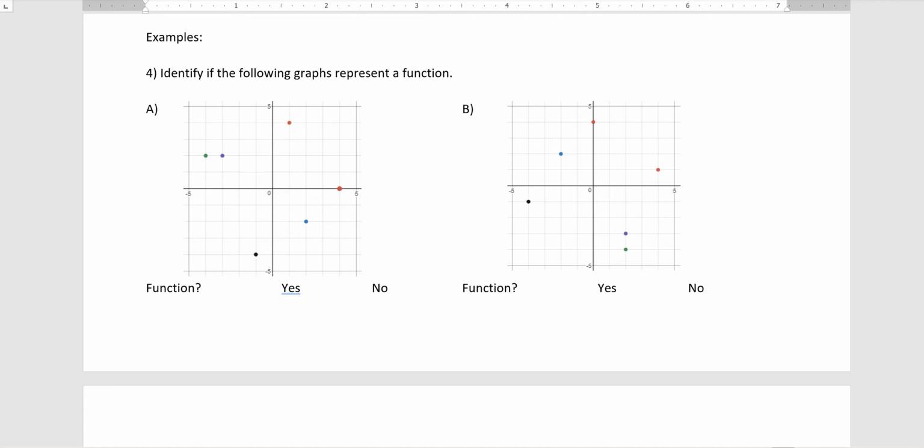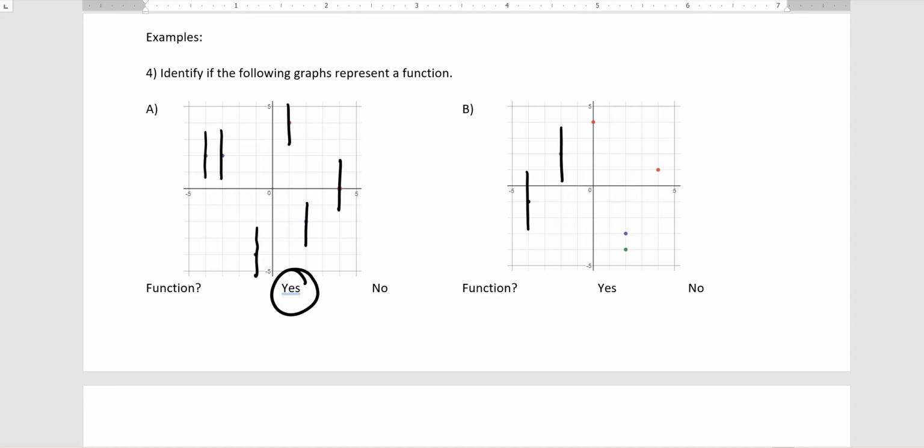If I slide that vertical line across, it only touches one point at a time, right? We'd have this one, this one, this one, this one, this one, that one. They only touch one point at a time. If that is the case, then yes, this is a function. However, look at letter B for a counterexample here.